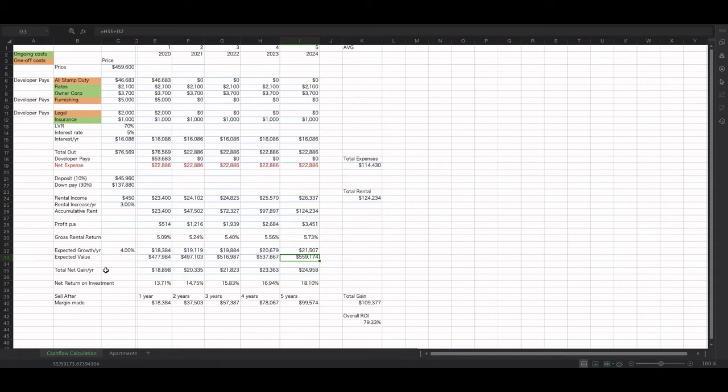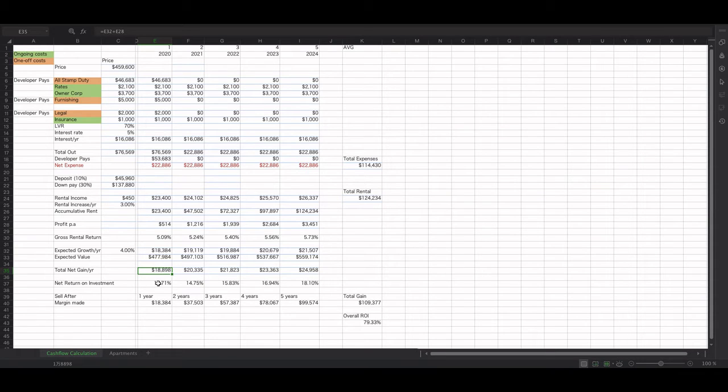The total net gain per year, in this case, we're simply adding the expected growth, or in other words, the capital gain that we made in that year for the property, and the profit. So the profit in this case is cash flow, whereas the expected growth is the growth on equity. Okay, so the total gain per year, as you can see, is a positive number, and that's very important throughout every year of your investment period.